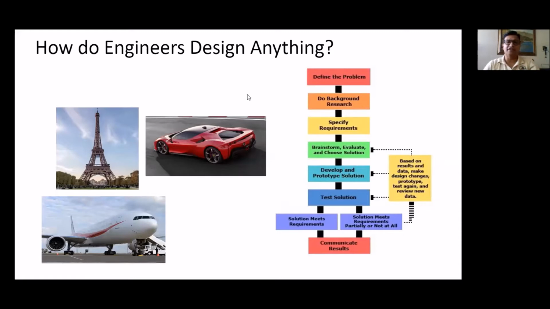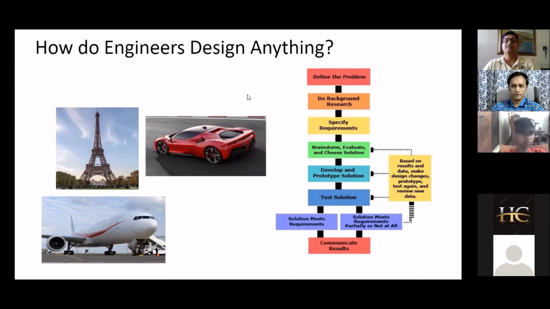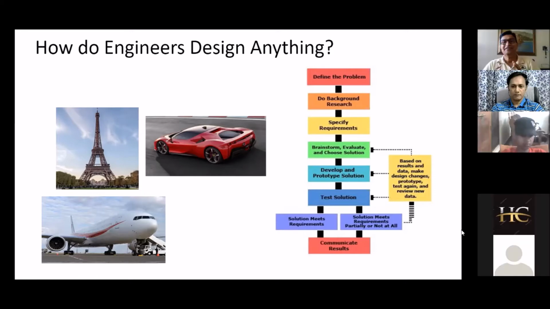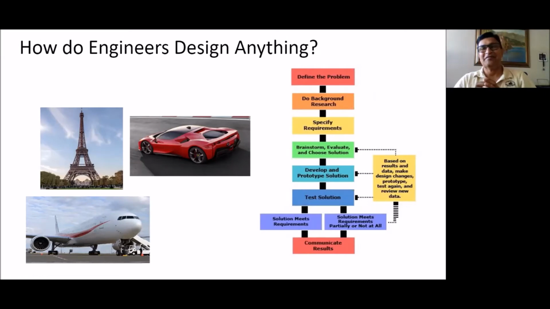The process: you come up with the definition of the problem, then you do the background research, whatever you're designing, and then specify the requirements, what you exactly want to be designed. That's one thing about engineering. It has to be exact. We don't really go by something like, okay, it has to be a nice car. No, that's not the way we design. We have to be exact. If that's a car, what's the dimension of the car? What's the speed?